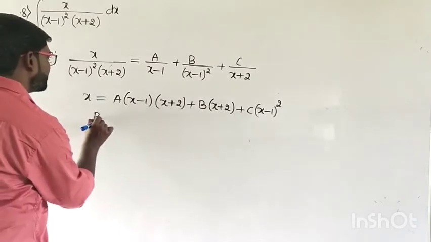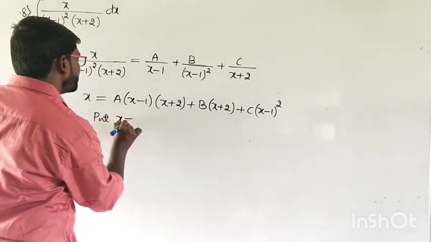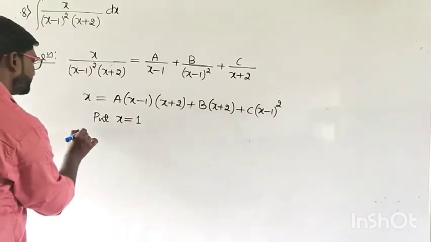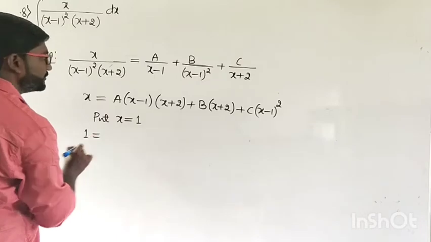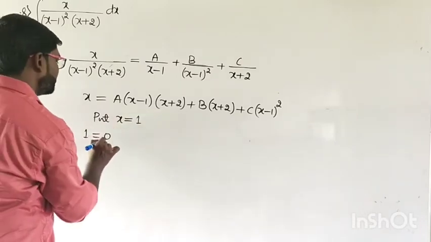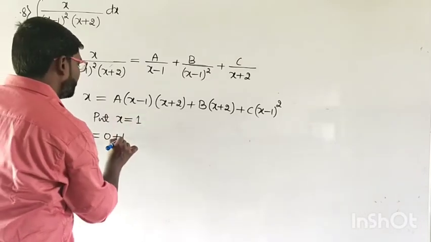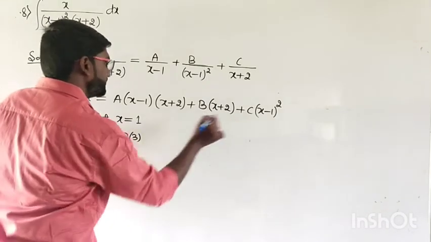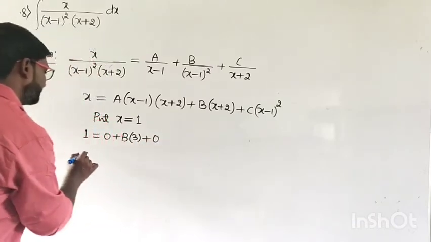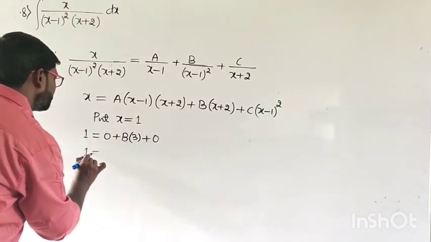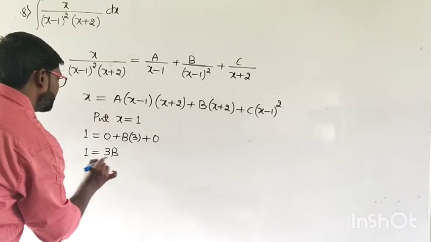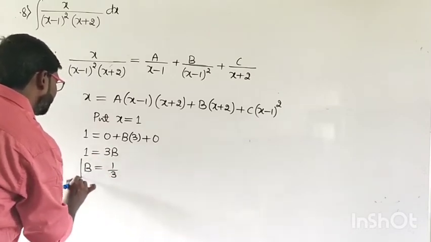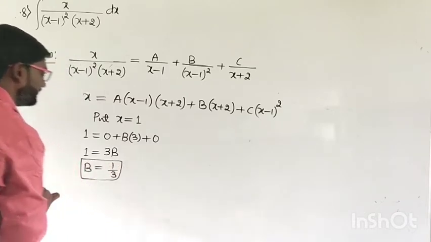Put x equal to 1. So it becomes 1, which is equals to, this will be 0, 0 plus b into the bracket, 1 plus 2, it is 3, plus 0. Then 1 is equal to 3b, or b is equal to 1 divided by 3. So we have the value of b.